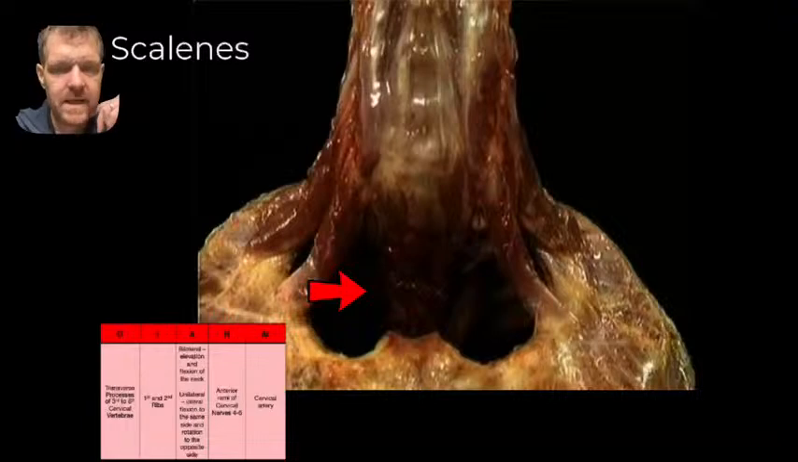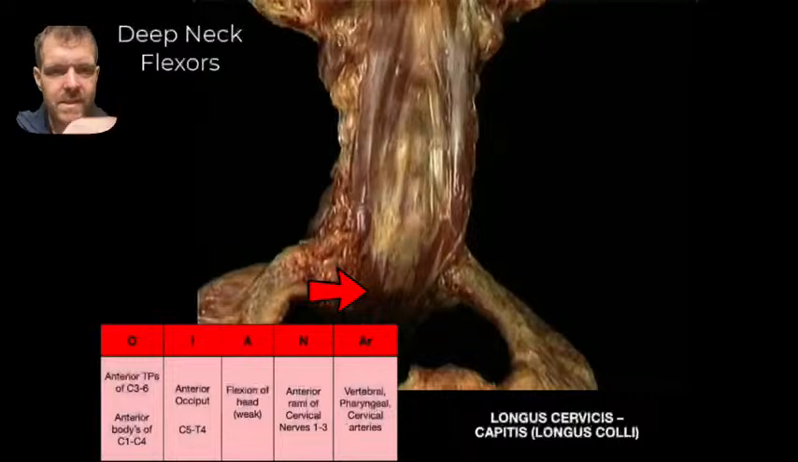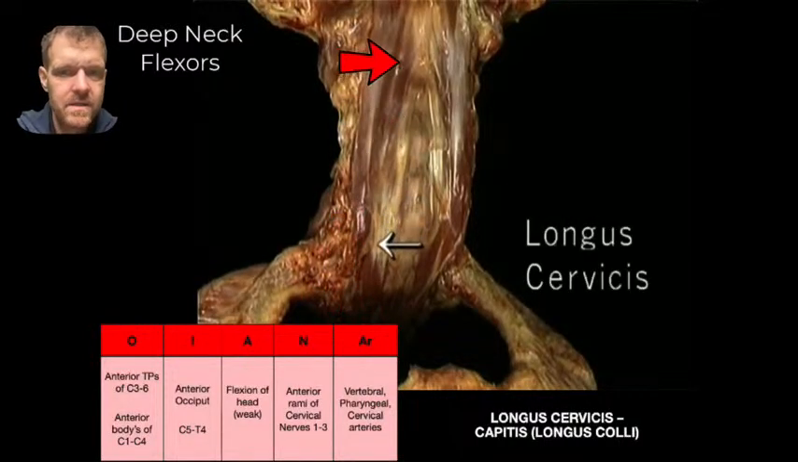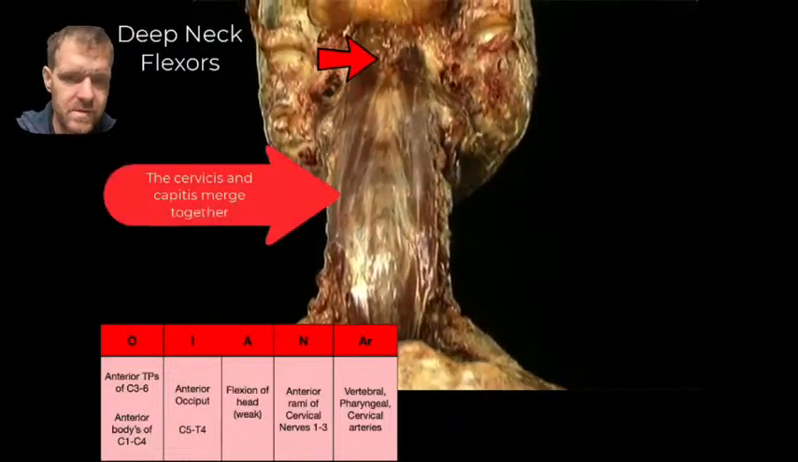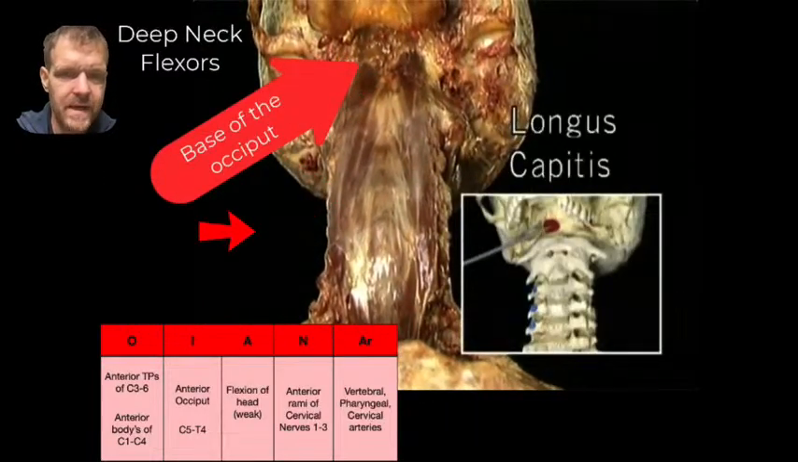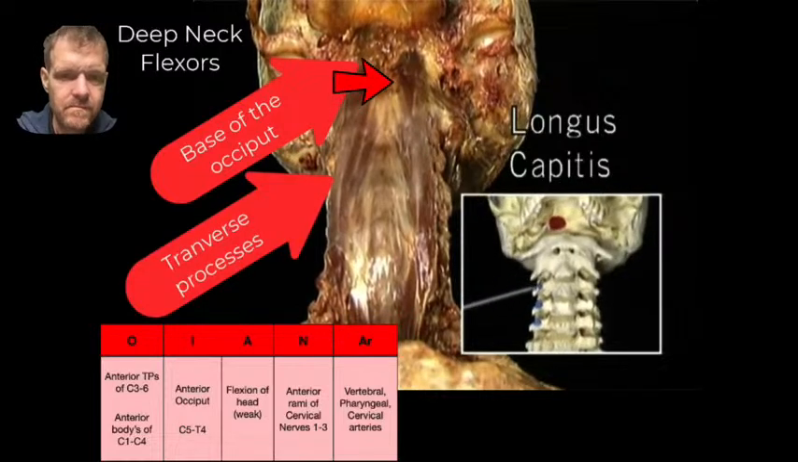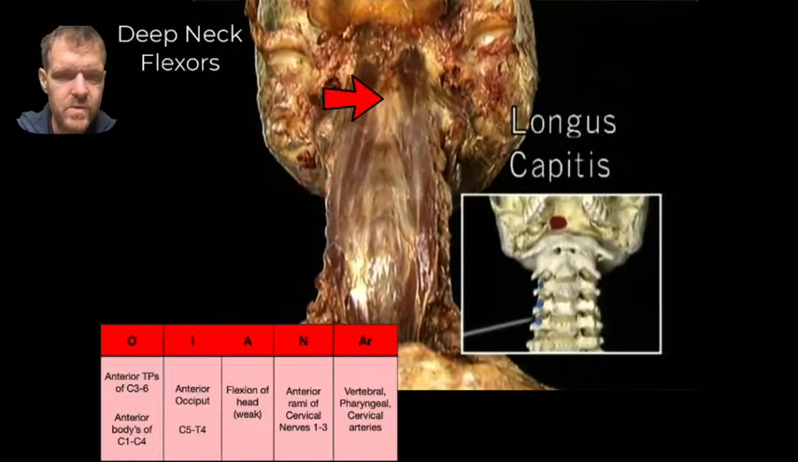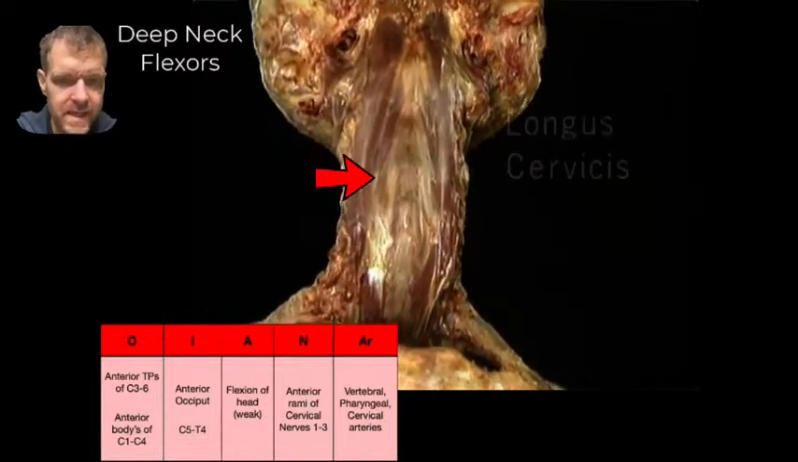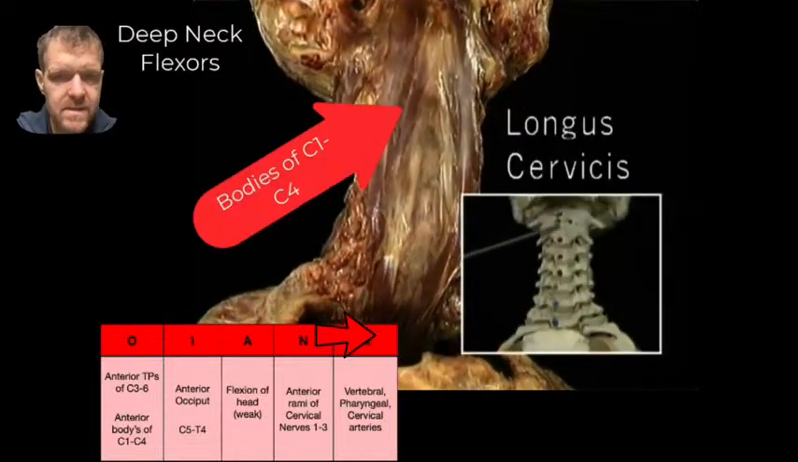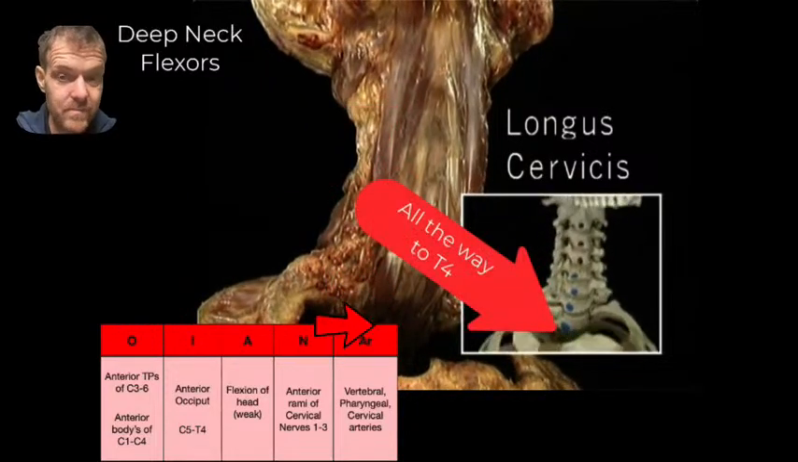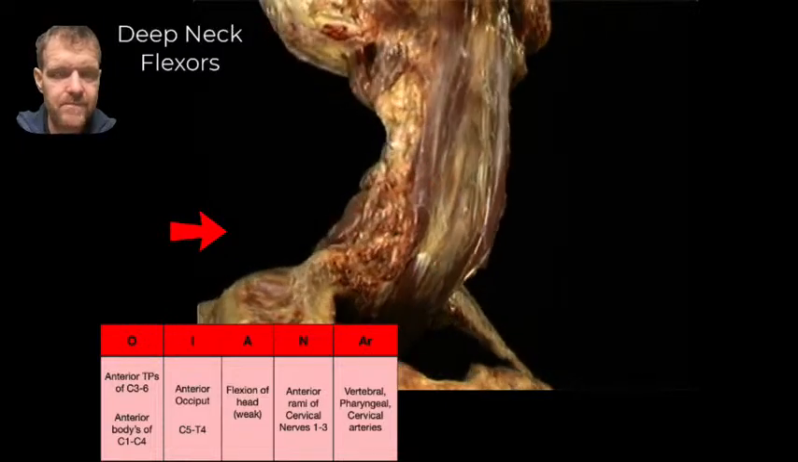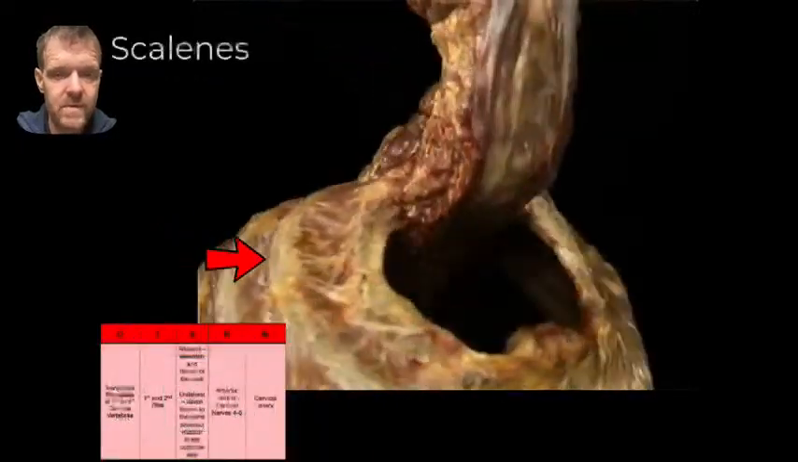Okay, let me just pause that there. Cool. Let me just go back. We'll do that one again. I'll add on the scalenes in a sec. So let's have a look up here. There's the base of the skull, and there's the anterior occiput just up there. Transverse processes of the cervicals, body of the cervicals as well, and then all the way down, attaching really deep on the front of the thoracic spine down to T4.